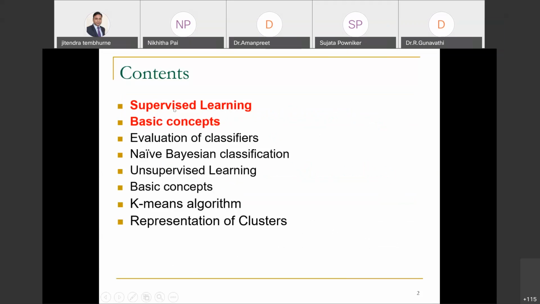These are the contents we're going to see: supervised learning, then basic concepts, evaluation of classification, which is very popular, then unsupervised learning, then basic concepts with respect to unsupervised learning, and we'll try to see how the K-means algorithm can be applied, and then we are going to see the different representations of clusters.